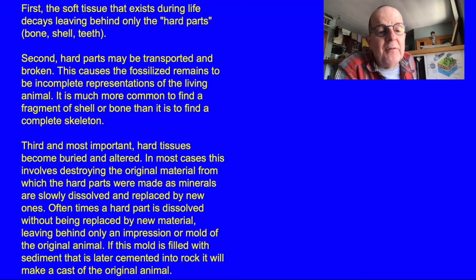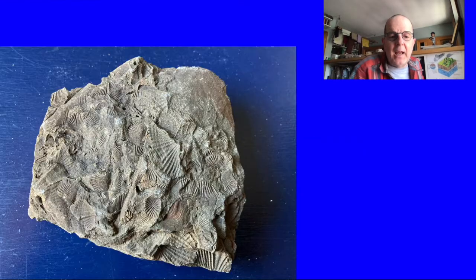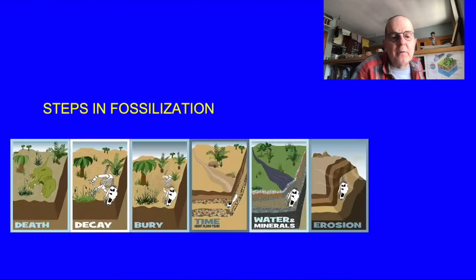In most cases, this involves destroying the original material from which the hard parts were made, as minerals are slowly dissolved and replaced by new ones. Oftentimes, a hard part is dissolved without being replaced by a new material, leaving behind only an impression or mold of the original animal. If this mold is filled with sediment that is later cemented into a rock, it will make a cast of the original animal. And I think before I said that those first shells I looked at were casts. These are not casts. These would be the mold, leaving behind an impression.